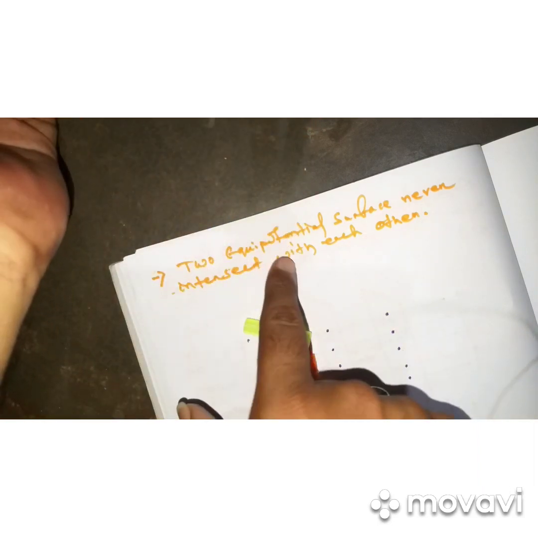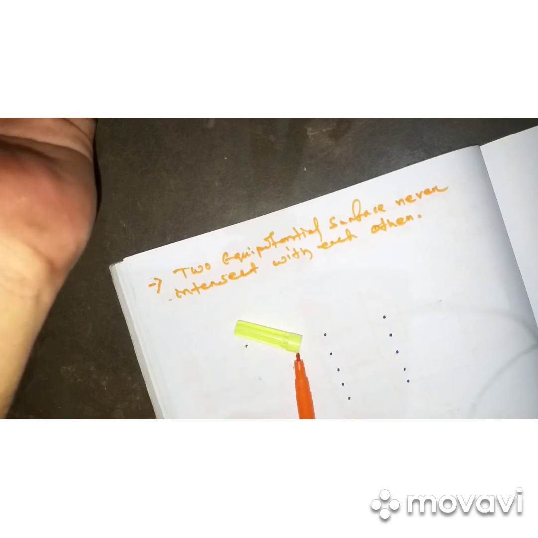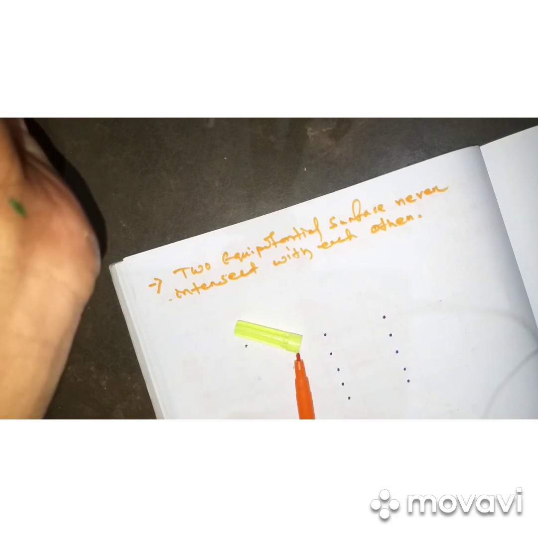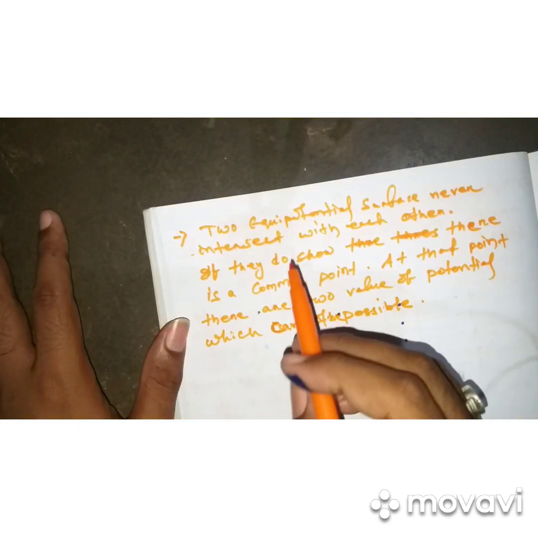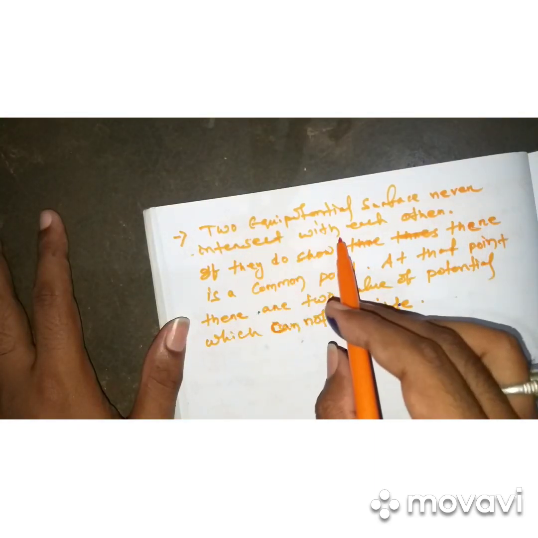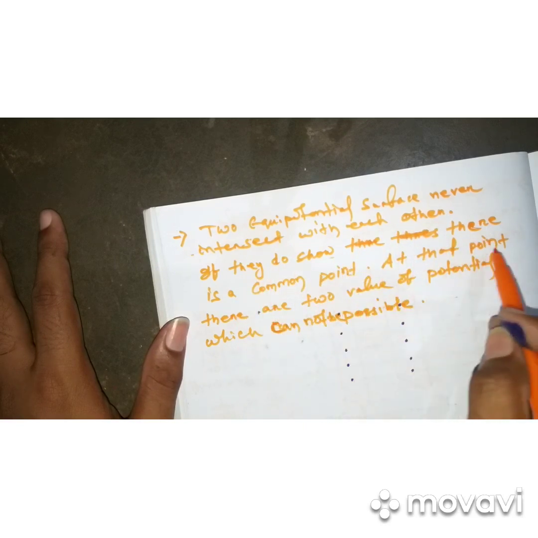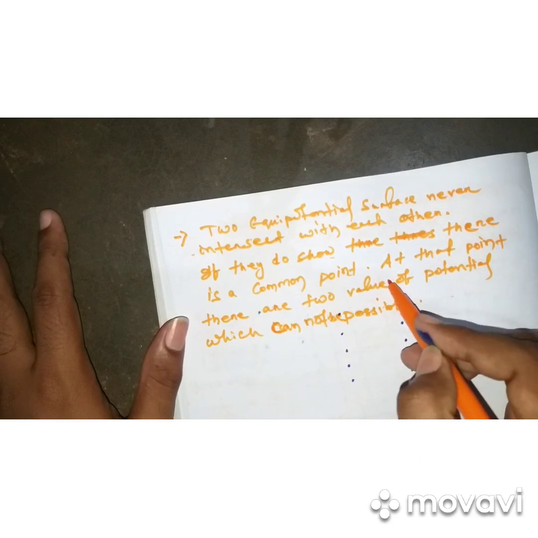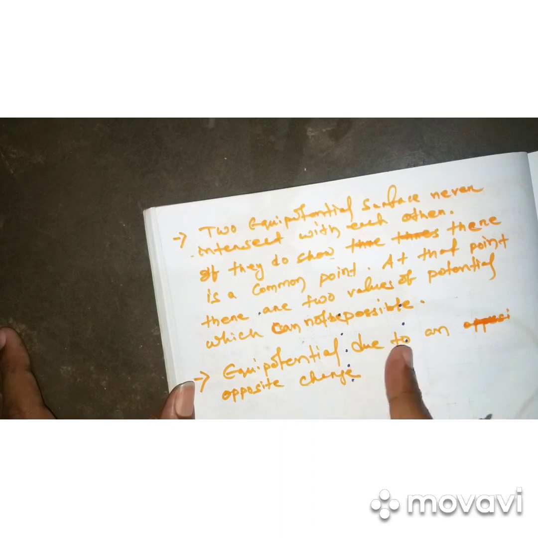That's why two equipotential surfaces never intersect with each other. If they do so, there is a common point. At that point the value of potential would be different, which is not possible. Clear? Here two equipotential surfaces never intersect with each other. If they do so, there is a common point, and at that point there are two values of potential, which cannot be possible. Clear? Next point is equipotential surface due to opposite charges.